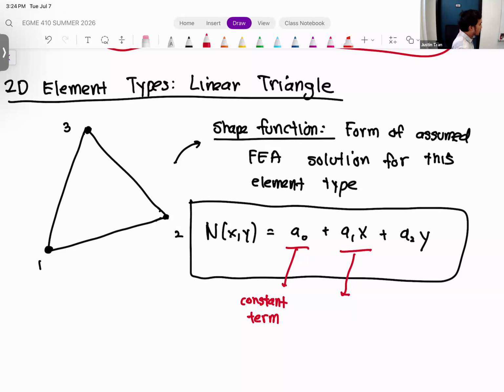Next one we have here is a1x. This is our first linear term, and we say this term is linear in x. It's linear in the sense that x has an exponent of 1. And then finally we have a2y, which is obviously linear in y.